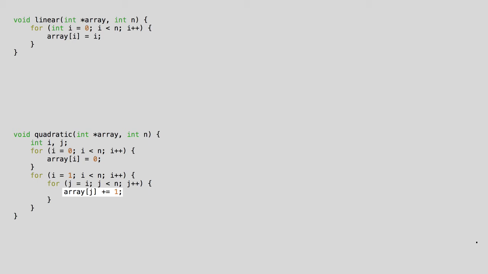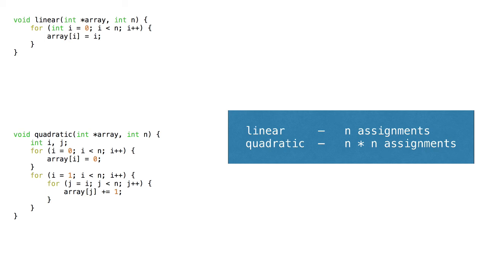There's 1 assignment in the innermost loop. That loop executes at most n times. That's n assignments so far. And the whole inner loop is executed at most n times. That's n times n, or n squared, total assignments. That means that if our first function takes n seconds to run, we are estimating that our second function will take n times n seconds to run. Far worse. But you might be saying, it's not that bad.